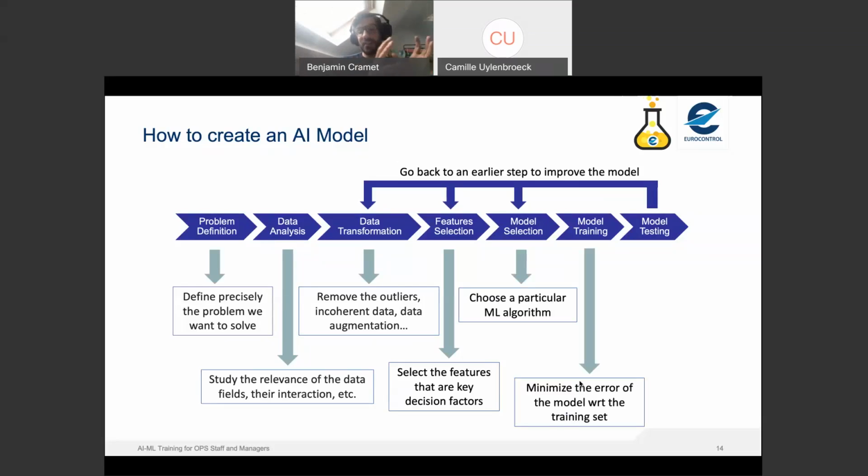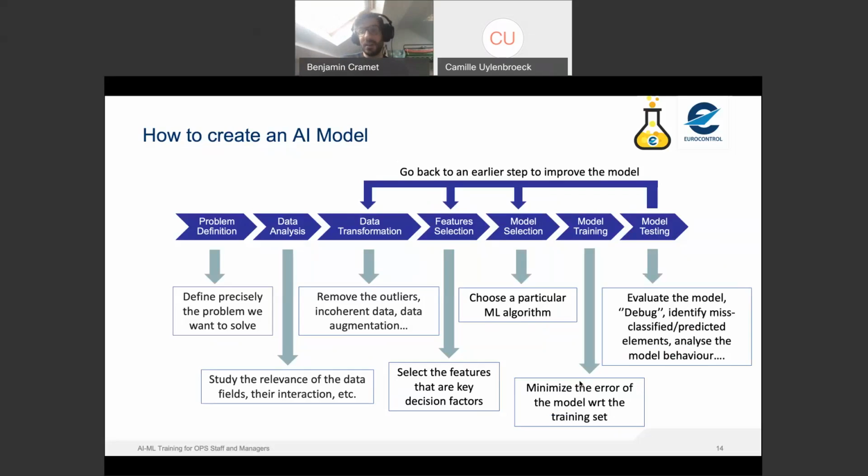Then you have clean data, you have your algorithm, you train the model, so minimize error of the model with respect to training sets. It's a bit complex, but it's really passing the data through the algorithm that you selected at the steps before. And model testing, of course: once you have a model, you want to test it, you want to see if it works. Let's see what predictions it makes and if it's good.